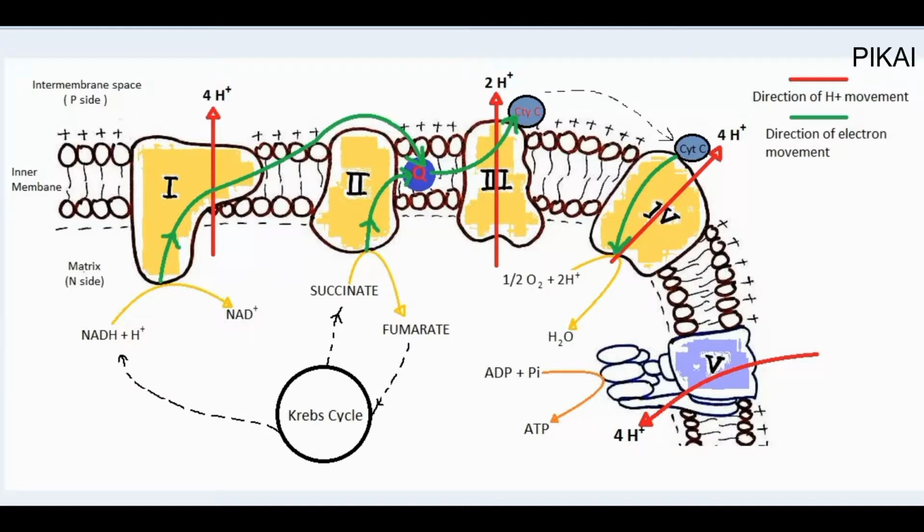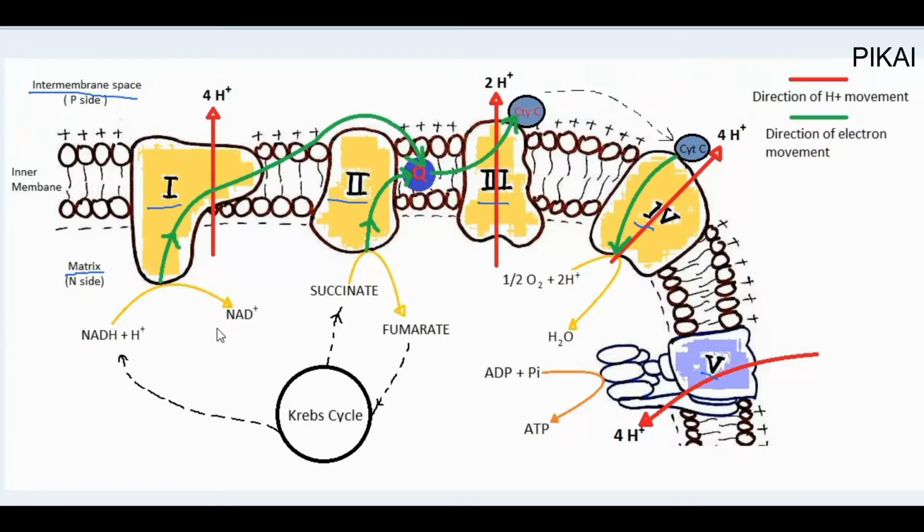So how does it happen? Let's start this process in brief, and later we will discuss the complexes separately. Here, as you can see, this is the inner membrane formed by the bilipid layer, and we have these proteinaceous complexes embedded within the inner membrane of the mitochondria. Beyond that we have the intermembrane space, and inside the inner membrane we have the matrix of the mitochondria.